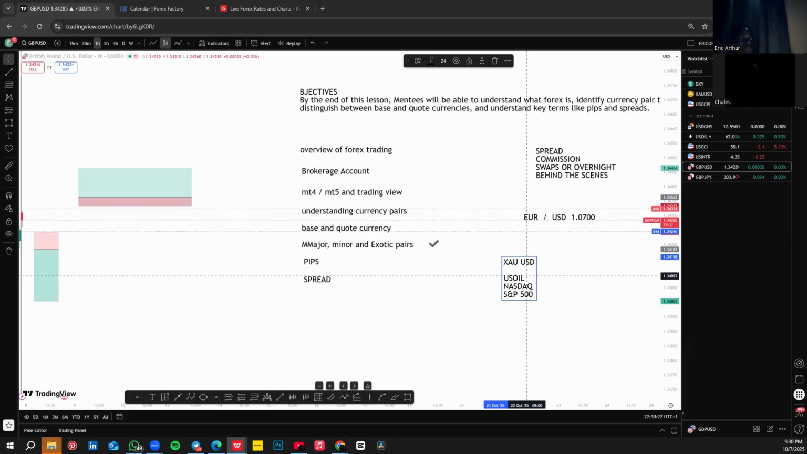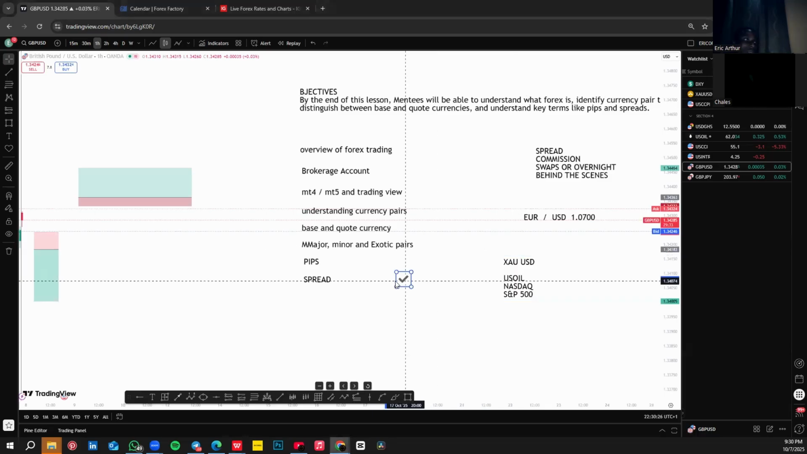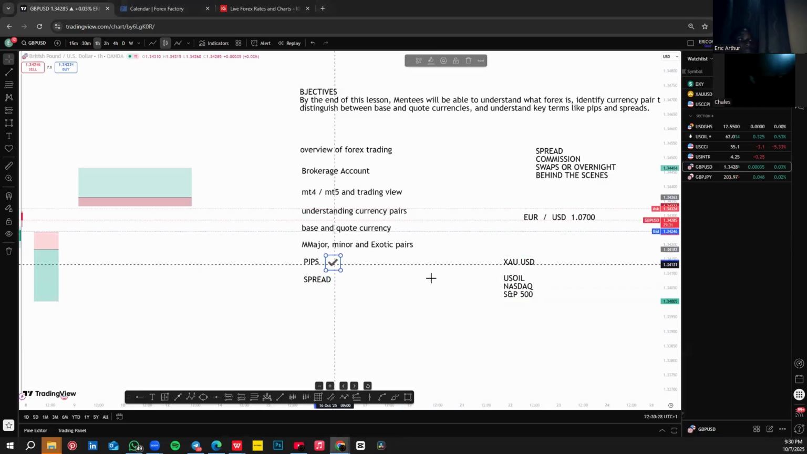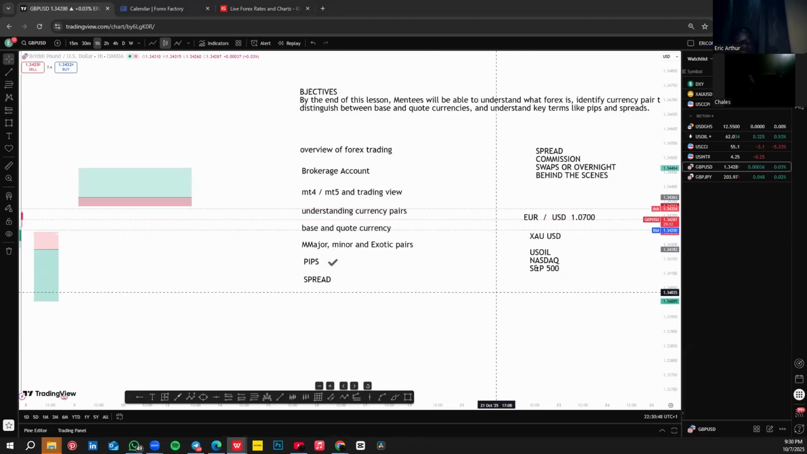Okay, so now we are going to the PIP aspect. The PIP stands for percentage in points. It is the smallest unit of price movement in a currency pair. It's how we traders measure our profit or loss. You get it?